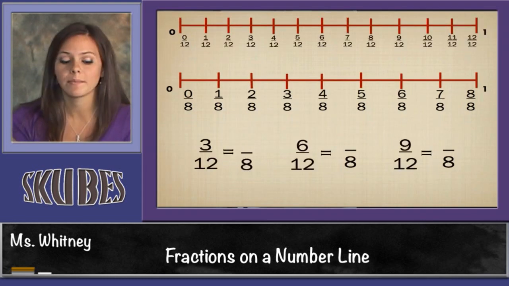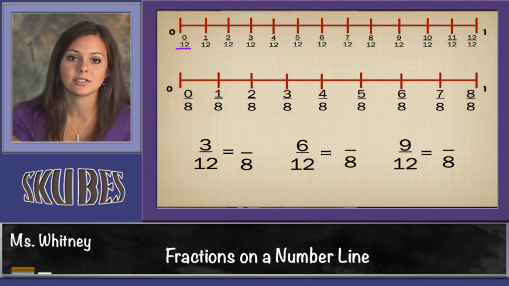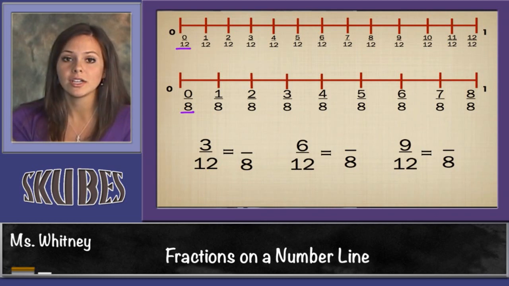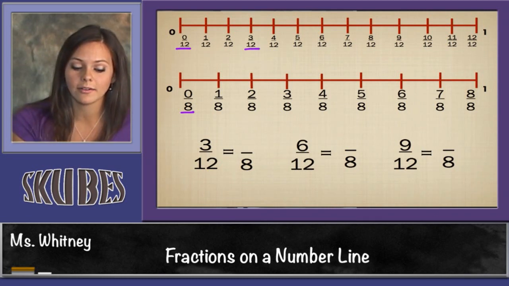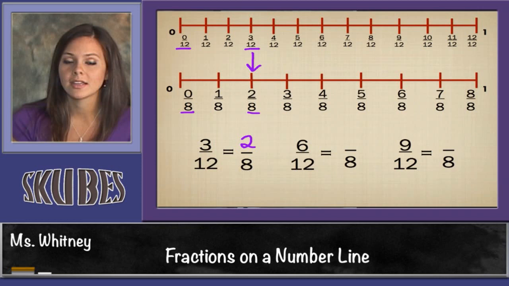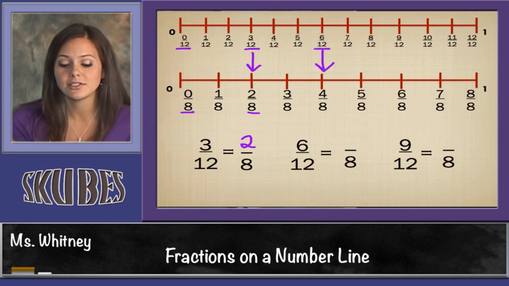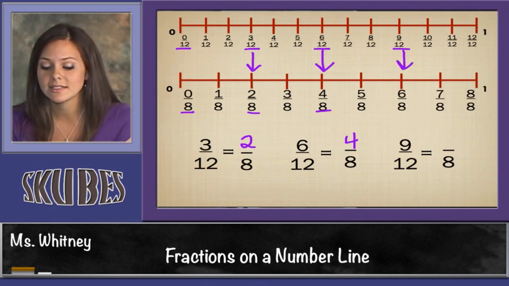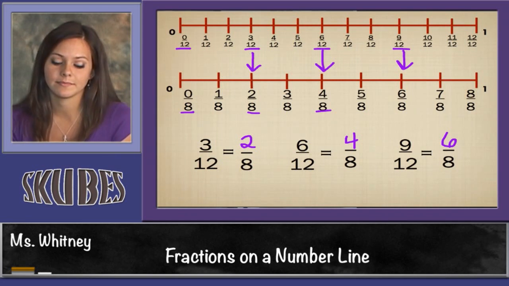Here's another example. My first number line is divided into twelfths. My second one is divided into eighths. 3/12, which is right here, is equivalent to 2/8. 6/12 is equivalent to 4/8. And 9/12 is equivalent to 6/8.